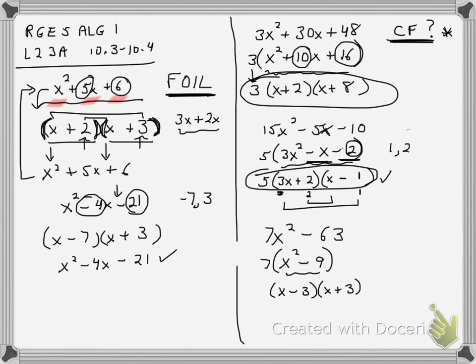Why? This is another review idea, because if I FOILed this, my first terms would be x squared. My outer and inner terms combined would be plus 3x minus 3x. So the middle terms drop out when everything is the same except the sign. So I eliminate my middle term, and my last term would be minus 9.